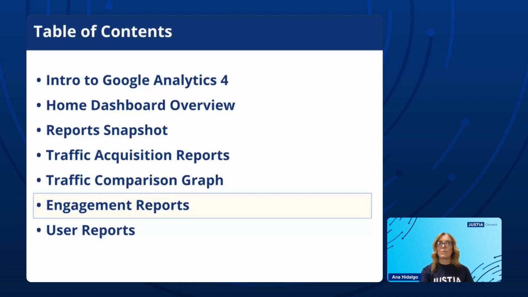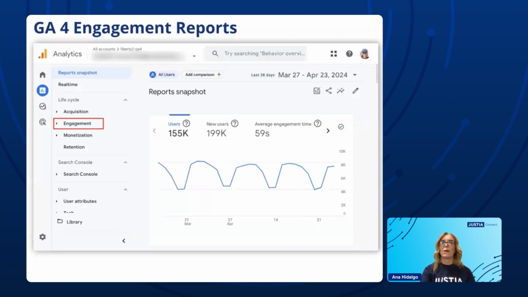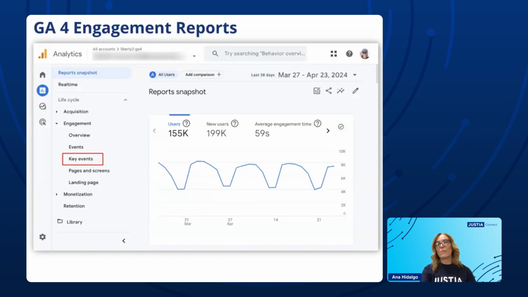To get to these engagement reports, we're going to click on Engagement in the left navigation bar. We're going to get a drop-down menu, and the first thing we're going to take a look at is the key events. I should mention here, key events is something recent. Google changed the name from conversions to key events. So if you don't see key events yet, don't panic. It's okay. This update is still rolling out.